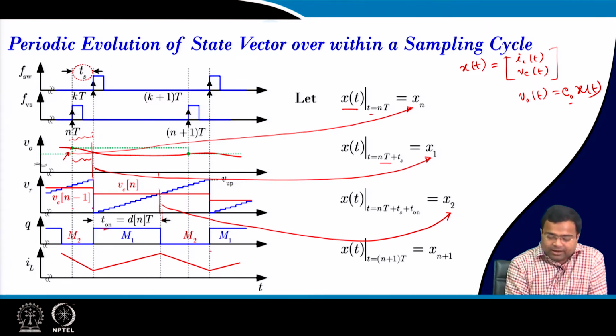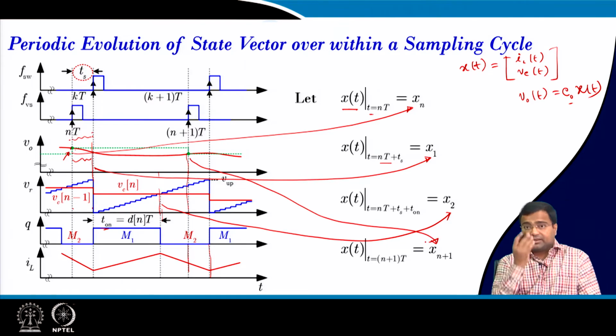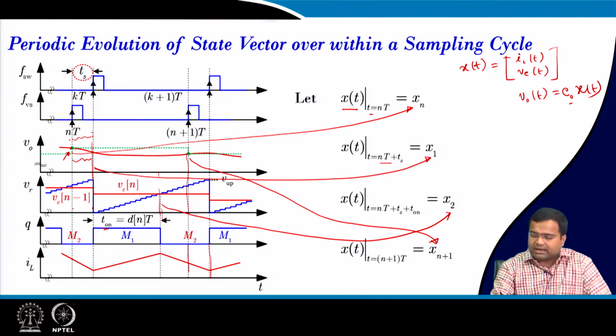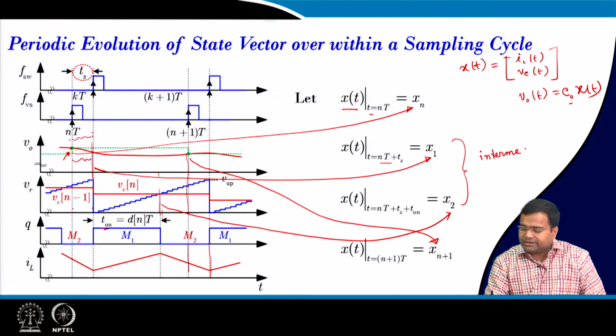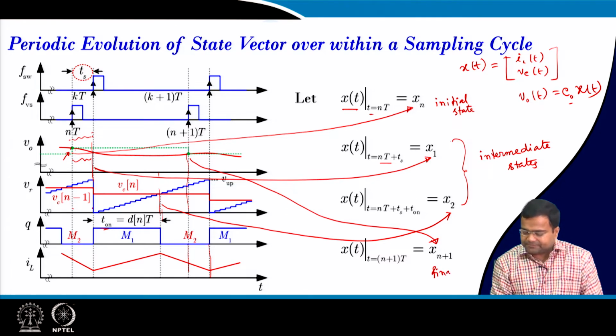and the final point, the point which will be here, that means the sampling point, we are taking this state here as x of (n+1)T. So, these two are the intermediate variables, the intermediate states. These are the intermediate states, and this is my initial state, and this is my final state.